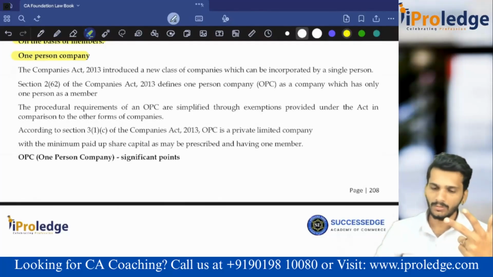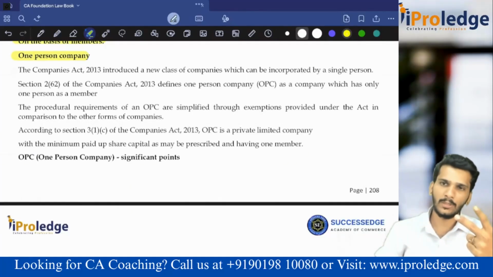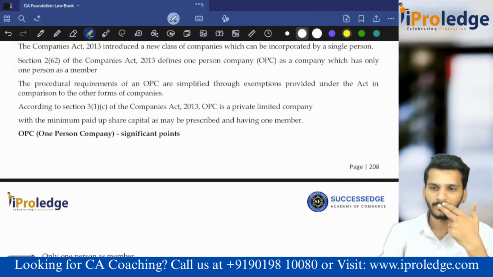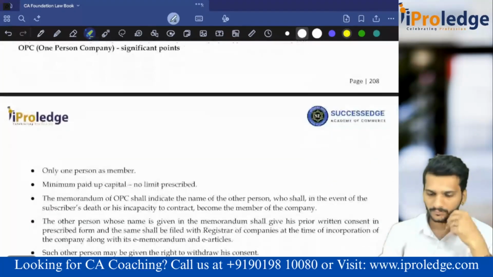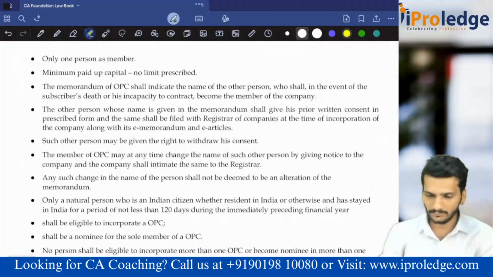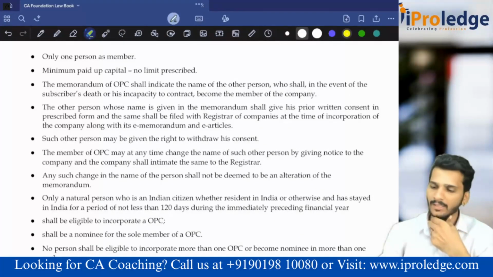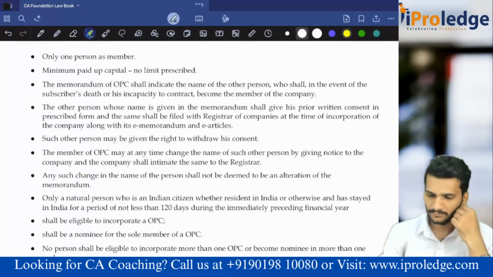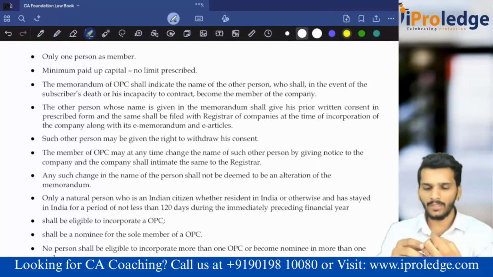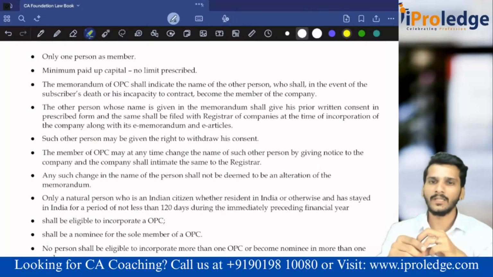Now, this section number try to remember: 2(62). What is the minimum paid up capital? There is no paid up capital prescribed. But whenever one person is incorporating a company, he should appoint a nominee.